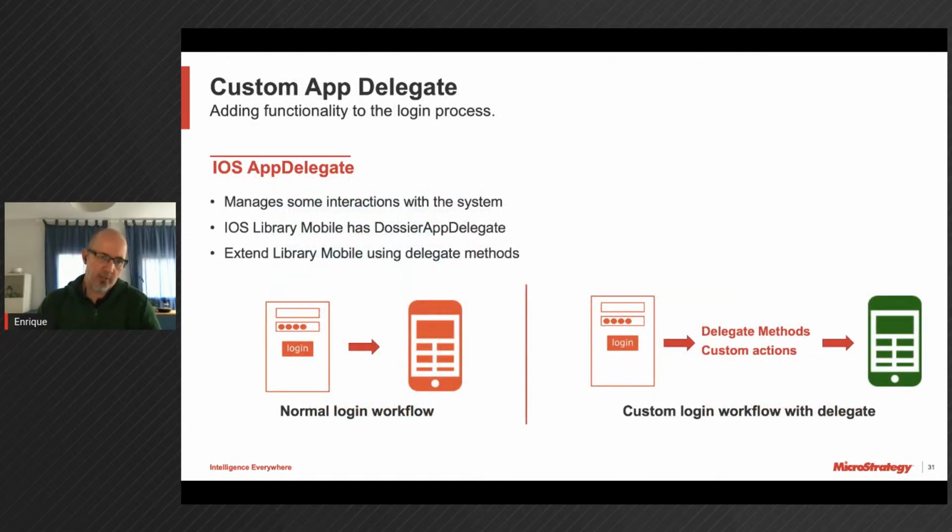The App Delegate protocol. The App Delegate process is used by all iOS applications to manage interactions with the operating system. In Library for iOS, Library Mobile has its custom App Delegate object that is called Dossier App Delegate. This will allow us to extend Library Mobile using the App Delegate methods. Okay.